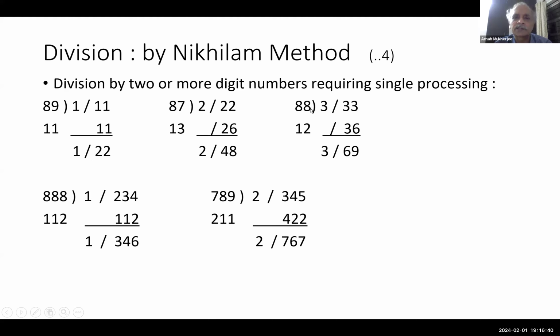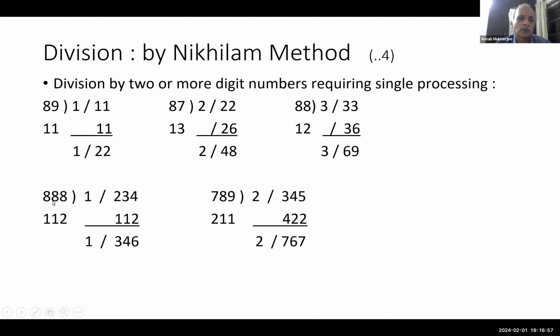88. 333 divided by 88. 88 is 12 short of 100. 12 into 3 is 36. 36 plus 33 is 69. And 3 is my quotient, and 69 is the remainder.